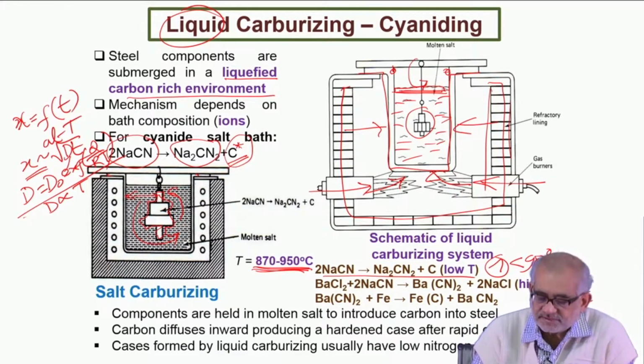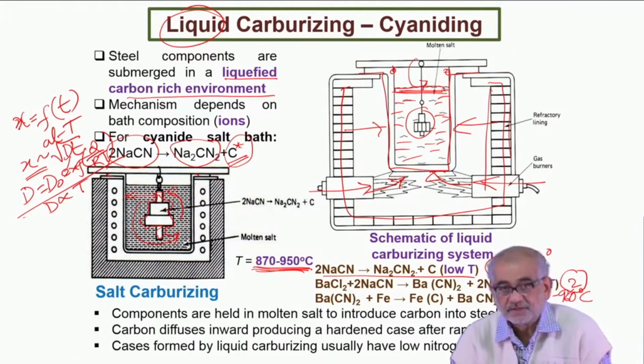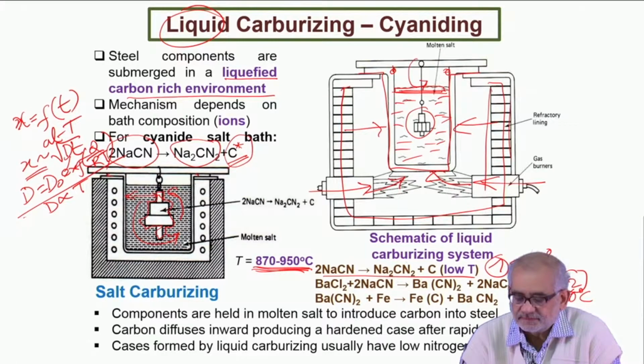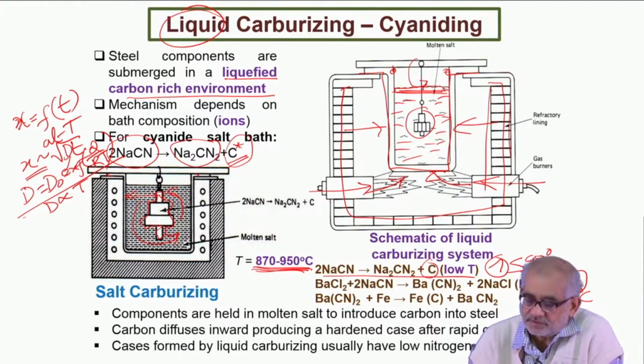Now, this kind of process at low temperature essentially, as I said, involves dissociation of sodium cyanide into disodium cyanamide, and this kind of dissociation also liberates this nascent carbon, and this nascent carbon will actually, as I said, diffuse into the material. Temperature is slightly lower comparatively.